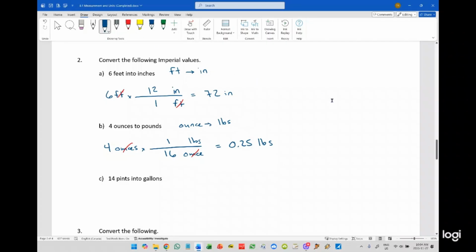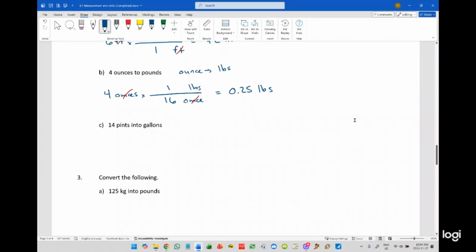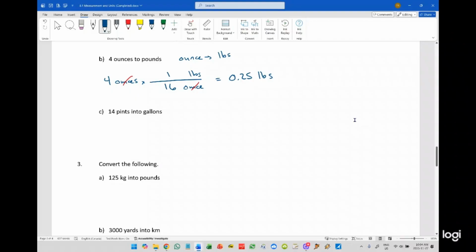Okay, the next one, we're going to convert pints into gallons. Now this one might be a little bit more complicated, because if you look back at your original sheet and you've got your note in front of you, I'm not going to go back to the first screen, but if you do that, you might notice that there is no direct relationship between pint and gallon. However, there is a relationship between pints and quarts, and a relationship between quarts and gallons.